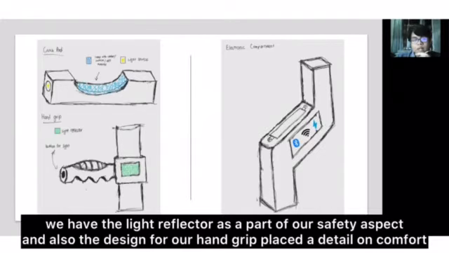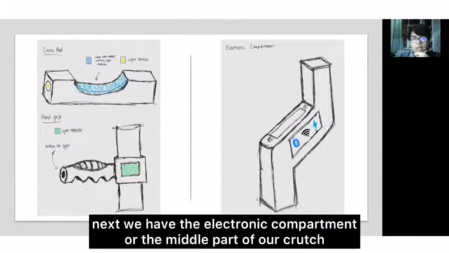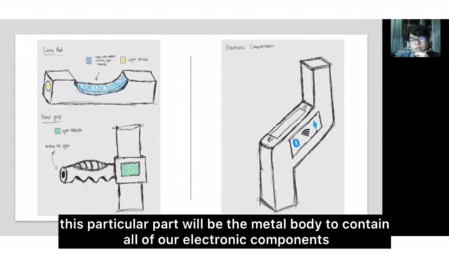We have the light reflector as a part of our safety aspect, and also the design for our hand grip places a detail on comfort. Next, we have the electronic compartment or the middle part of our crutch. This particular part will be the metal body to contain all of our electronic components.